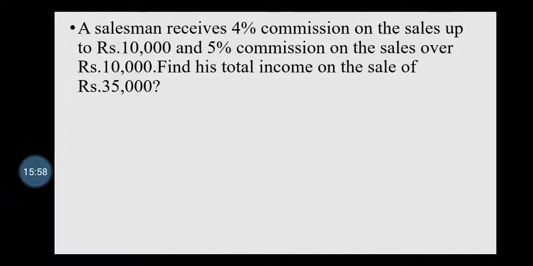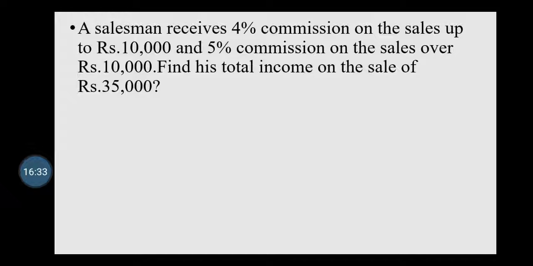So the first question is, a salesman receives 4% commission on the sales up to rupees 10,000 and 5% commission on the sales over rupees 10,000. Find his total income on the sales of rupees 35,000. Students, you should solve this question by yourself because these are important questions also. In this question, I am only explaining.